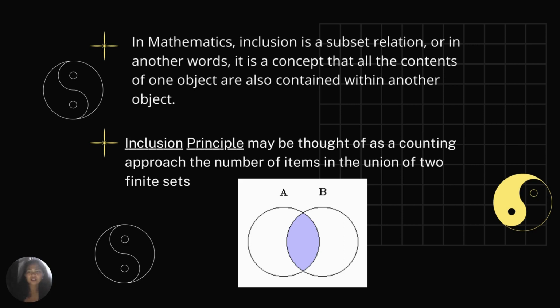In general, the inclusion principle may be thought of as a counting approach that generalizes the well-known method of calculating the number of items in the union of two finite sets. So finite has a limit. As you can see in this image, there are two circles which correspond to each set. So there is a set A and set B. Here in the shaded region, that is what we call the union of the two sets.